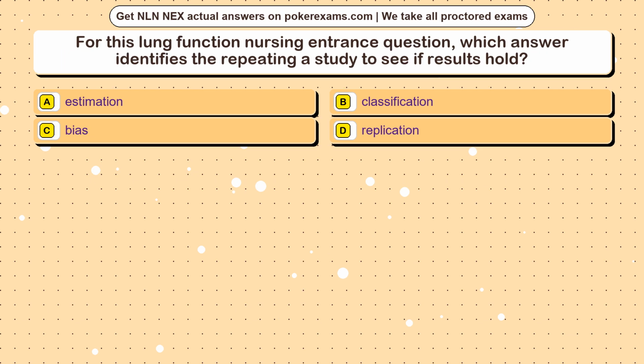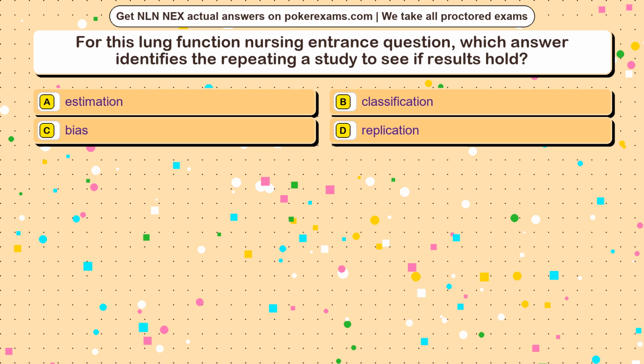Question 13. For this lung function nursing entrance question, which answer identifies repeating a study to see if results hold? Option A, estimation. Option B, classification. Option C, bias. Option D, replication.